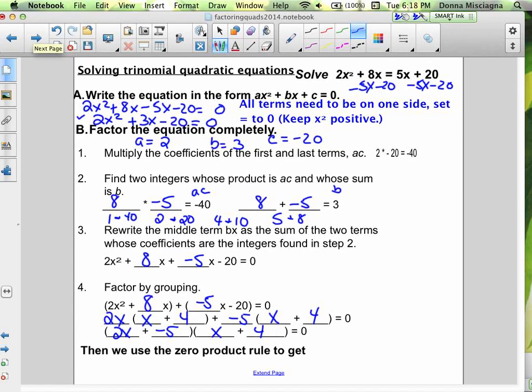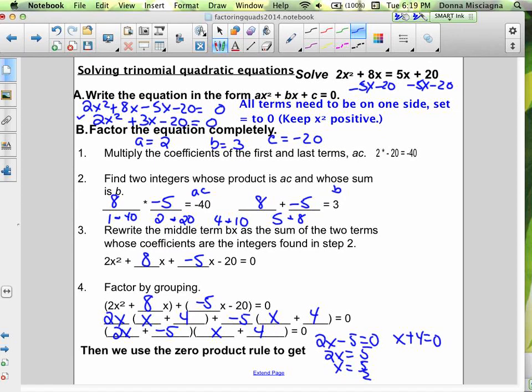Right? So now let's solve. So when we're solving, once it's factored, all we have to do is set the factors equal to 0. So we have 2x minus 5 equals 0. And x plus 4 equals 0. So we'll add 5 to both sides. 2x is equal to 5. And then divide by 2. So x is 5 halves is one solution.